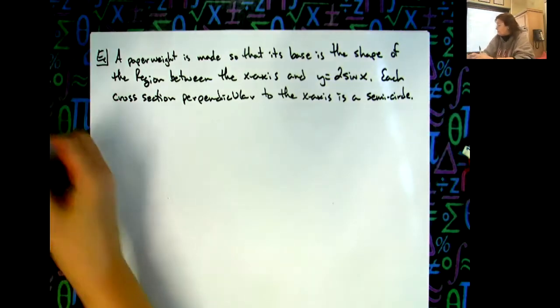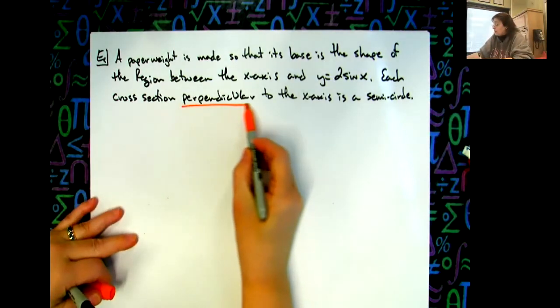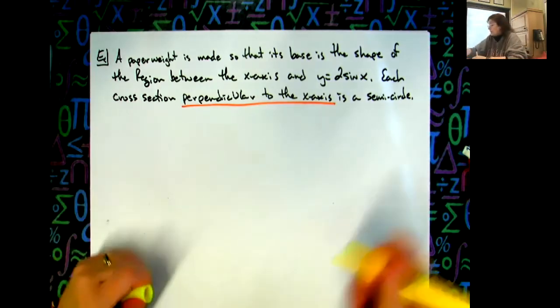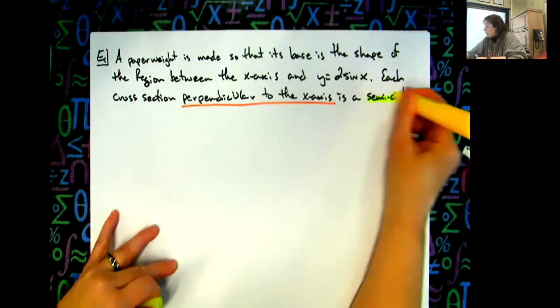Okay, so again, they're pretty consistent with this perpendicular to the x-axis. All the examples I do are going to be that way. The vast majority of the questions you have to do are going to be that way. They're going to give you what the cross section is.